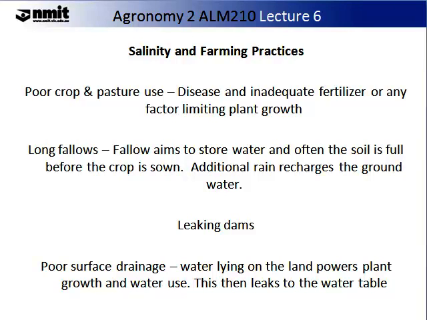Long fallows. Fallows aim to store water, and often the soil is full before the crop is sown. Additional rain recharges the groundwater and again can result in higher salinity. Leaking dams, perhaps an obvious one, but as the water leaks through the dam, this again increases the water table, which can bring up the salts, which results in salinity. Poor surface drainage can also add to salinity issues. Water lying on the land prevents plant growth and water use. This then leaks to the water table.